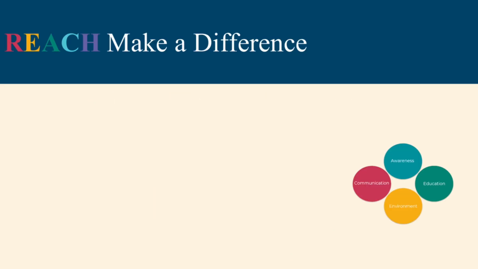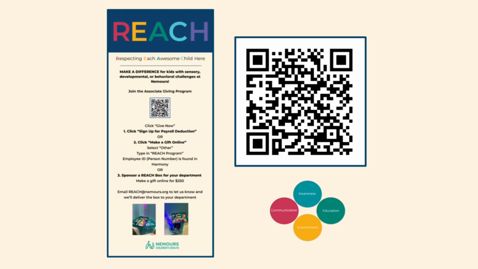The REACH program has always been supported by associates. This is a way that you can make a difference for kids with sensory, developmental, or behavioral challenges at Nemours. Through the Associate Giving Program, you can make a one-time donation to the REACH program, you can make recurrent donations through payroll deduction, or you can even sponsor a REACH box for your department. You can use this QR code to do that, and you can email us at reach@nemours.org to let us know if you've sponsored a REACH box, and we'll happily deliver it to your department and include the education that's needed, as well as signage and door hangers if that's what you prefer.